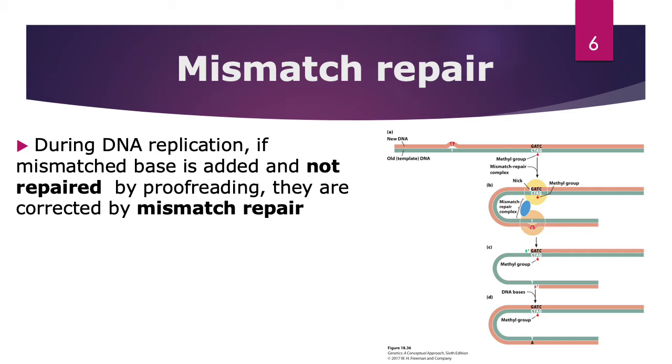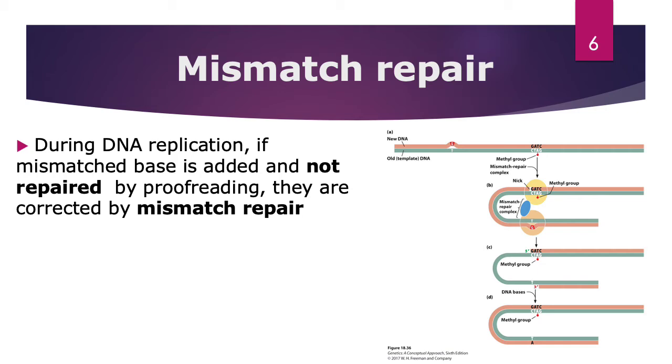The first repair mechanism we're going to look at is the mismatch repair. Now, during DNA replication, if a mismatched base is added and is not repaired by DNA polymerase's exonuclease activity, then that particular mismatched base is usually repaired by the mismatch repair mechanism.